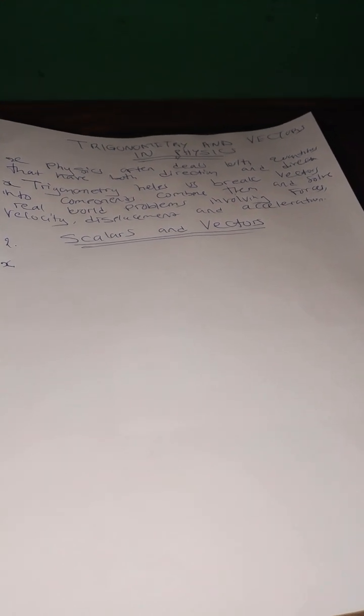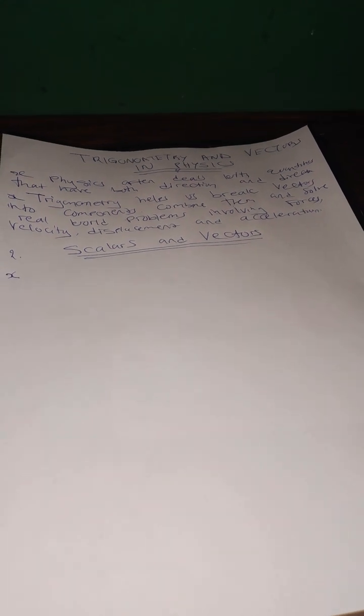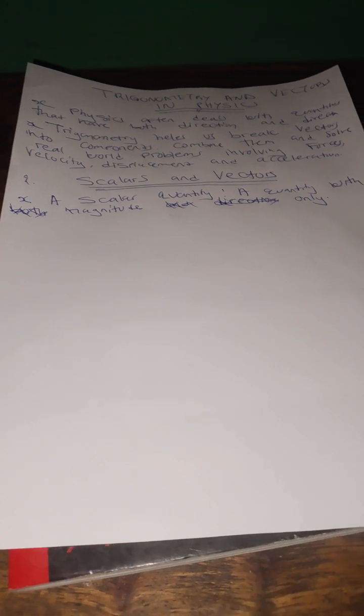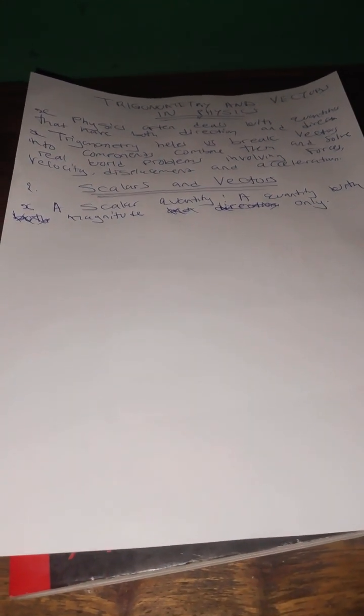Now, when we go to a vector, a vector is a quantity with both magnitude and what? And direction. Yeah, so when we say magnitude, we can also say size. So these are just the definitions.